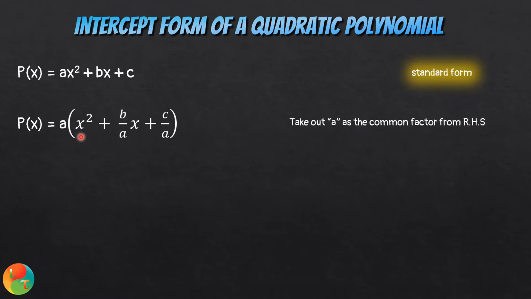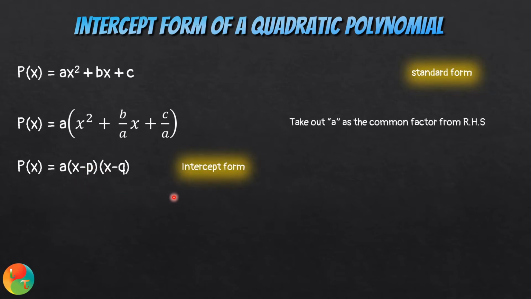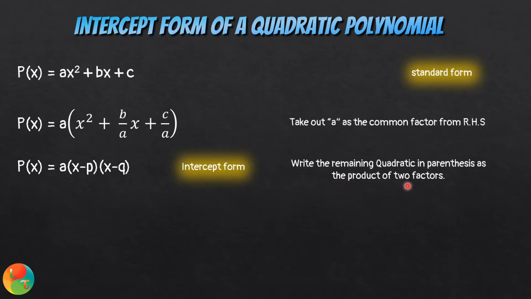Now before going ahead, you can see that the expression written in the parenthesis over here is actually another quadratic polynomial. So now what I'm going to do is, I'm going to factorize this quadratic expression in the parenthesis and write this 2-degree polynomial as the product of two 1-degree polynomials, that is, as the product of two linear polynomials. This form is called the intercept form. And here is the explanation. Write the remaining quadratic in the parenthesis that is written over here as the product of two factors.